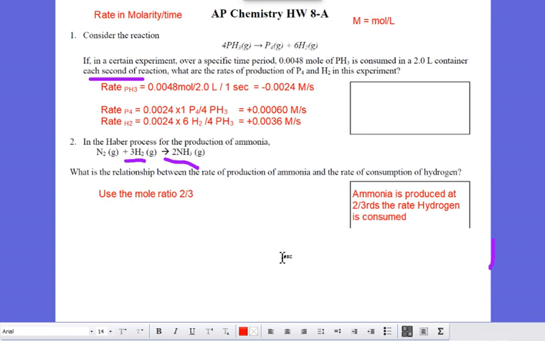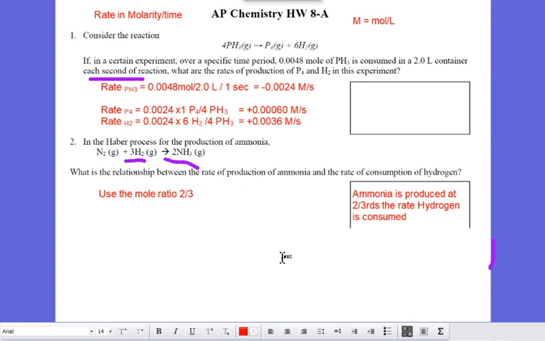0.0024 molarity per second. Now, that negative sign and these plus signs in a second kind of depend on how you write it. If you said the rate of consumption is, you wouldn't put the negative sign in there. But if you just said the rate of PH3 equals, you'd have to have the negative sign to indicate that it was decreasing. It's all about how you write out your answer.